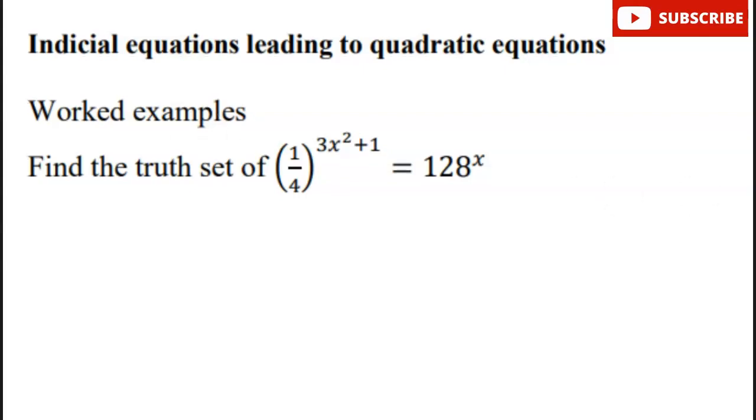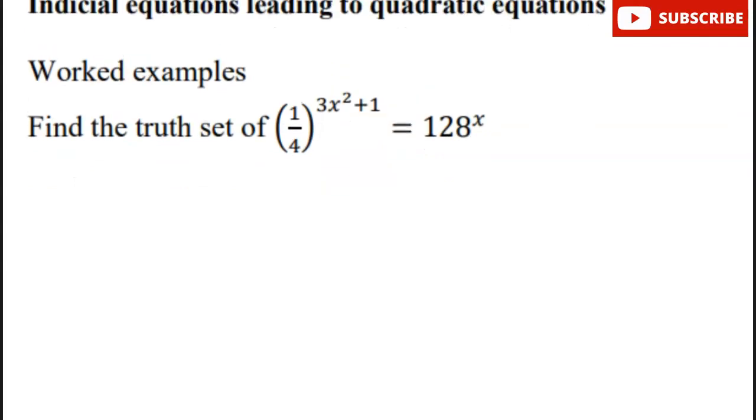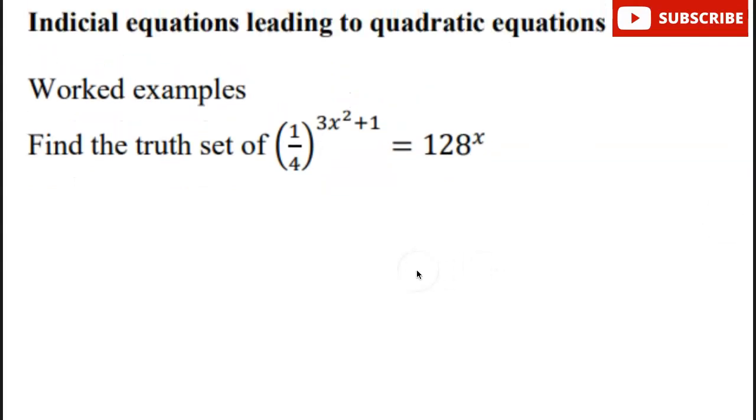So I have one question on the screen. The first one, let's look at how we are going to solve. Find the true set of (1/4) all raised to the power 3x squared plus 1 is equal to 128^x. Now we still hold on to the basic concept, which is the bases must be the same, and if the bases are the same, equate the exponent, or if the exponents are the same, equate the bases.